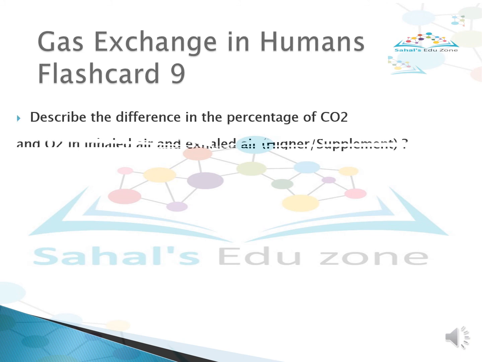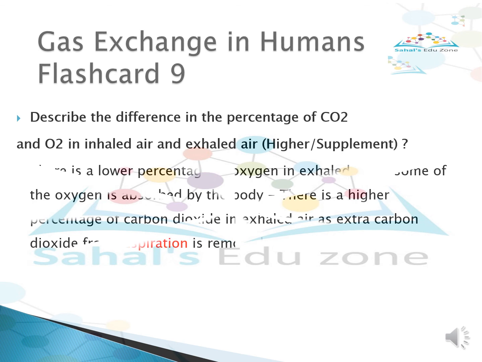Flashcard 9. Describe the difference in the percentage of carbon dioxide and oxygen in inhaled air and exhaled air. There is a lower percentage of oxygen in exhaled air as some of the oxygen is absorbed by the body. There is a higher percentage of carbon dioxide in exhaled air as extra carbon dioxide from respiration is removed.